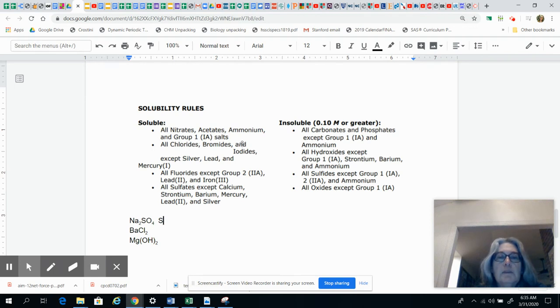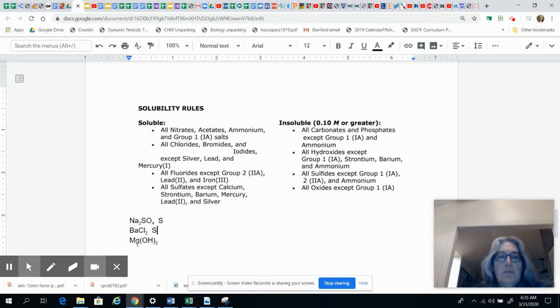All chlorides, with exceptions, are under soluble. All chlorides are soluble with exceptions silver, lead, and mercury. Barium is not listed in the exceptions, so barium chloride is one of the chlorides that is soluble. So we're going to call that soluble.